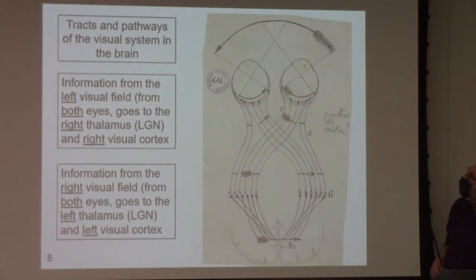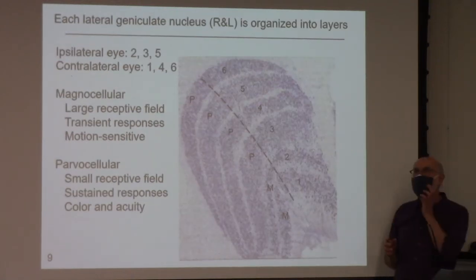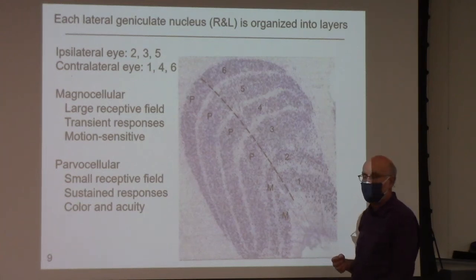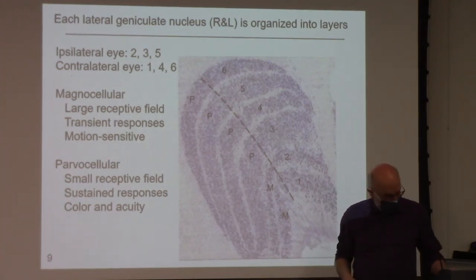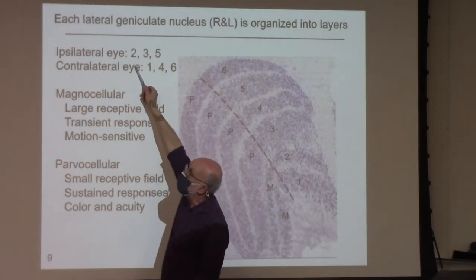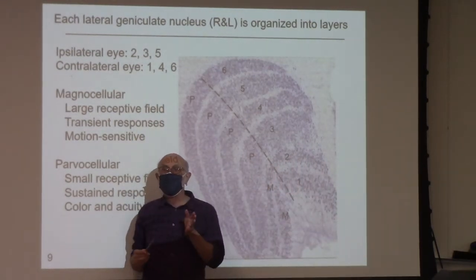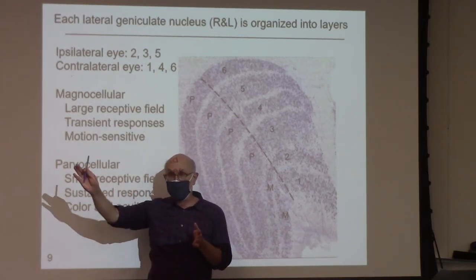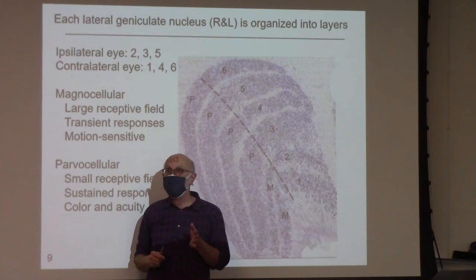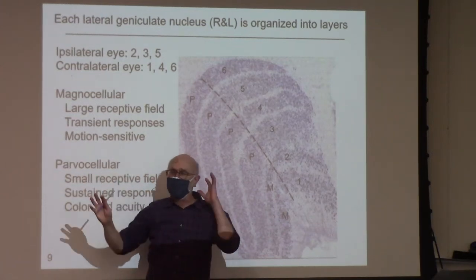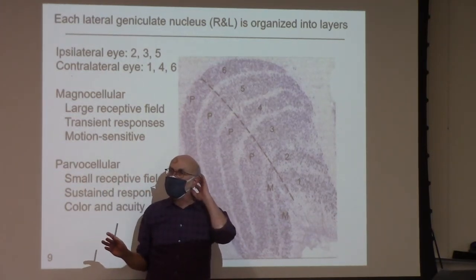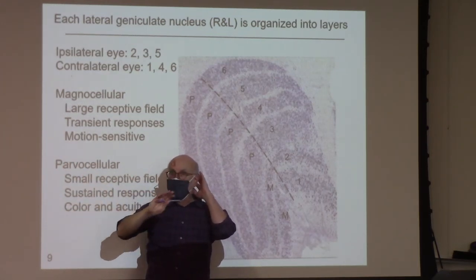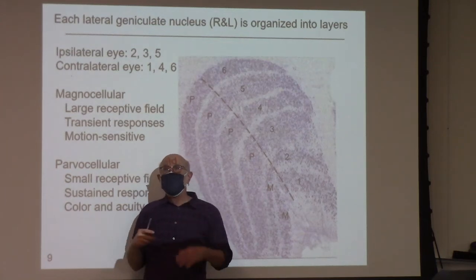This is just another image. I'll skip this. So the lateral geniculate nucleus receives information from both eyes, right? The lateral geniculate nucleus receives information from the contralateral field, but it receives information from both eyes. So we're talking about my left lateral geniculate nucleus. I'm getting information from my right eye and my left eye, but there's segregation of that input.